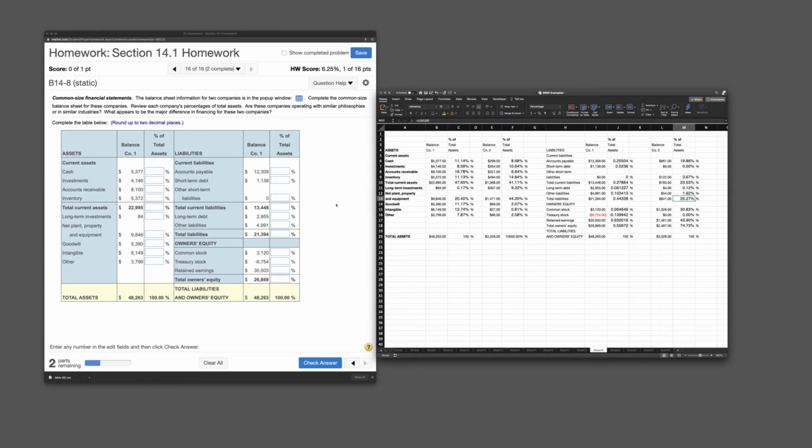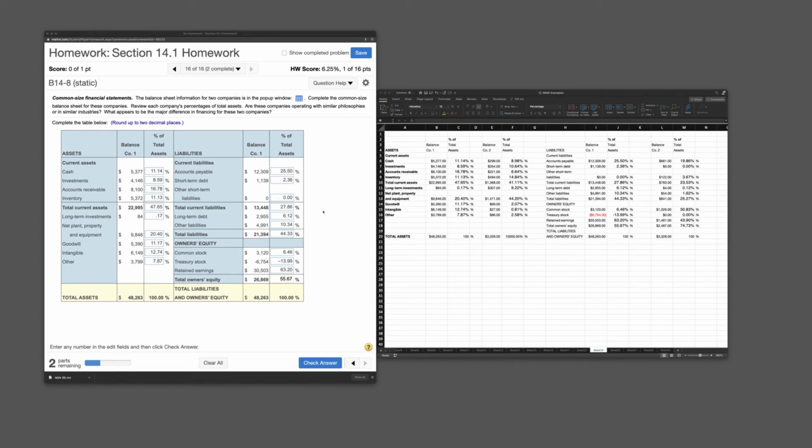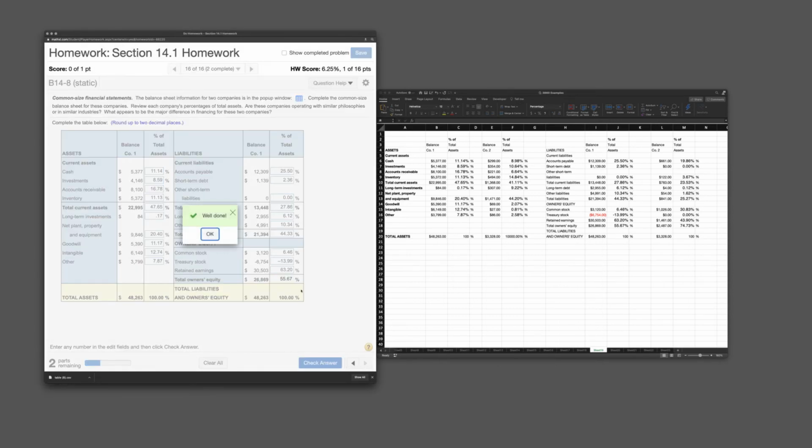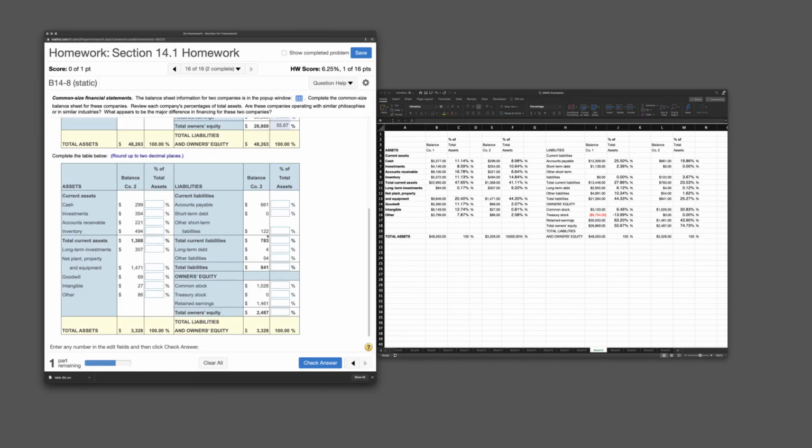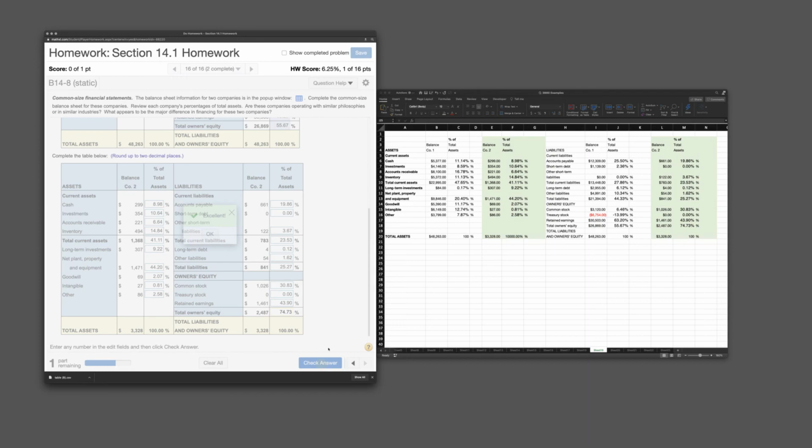Okay, so let's punch in our numbers. So we've inputted the percentages for our first company, company 1. Make sure that we had this in percentage. We'll check on that. Okay, excellent. Let's go to our second company. So we've inputted our second company, company 2. I've made some color changes to help be more organized.